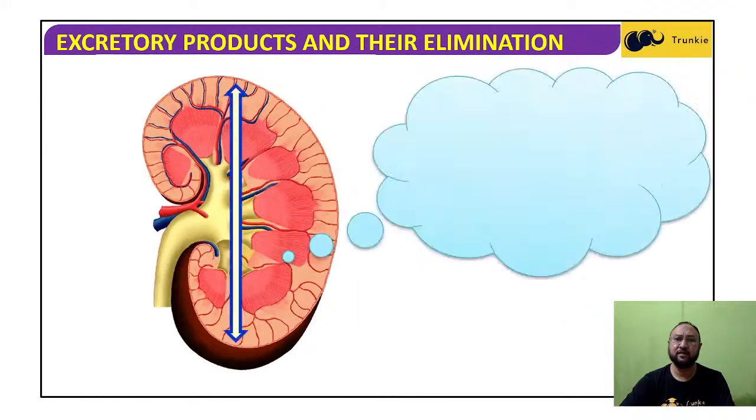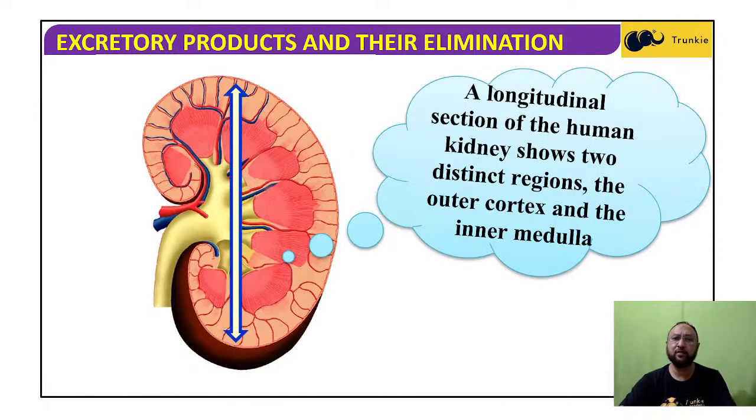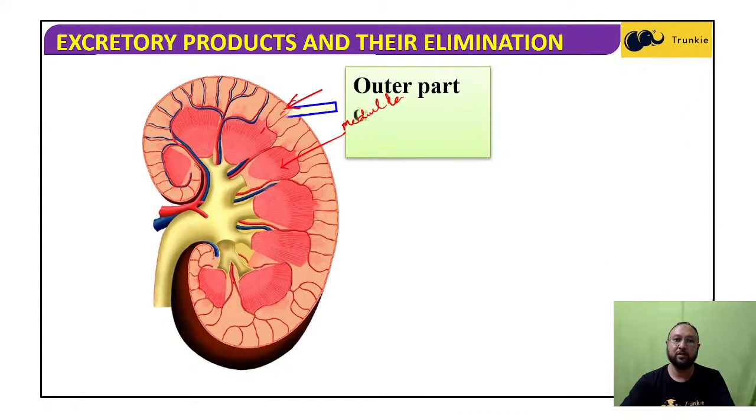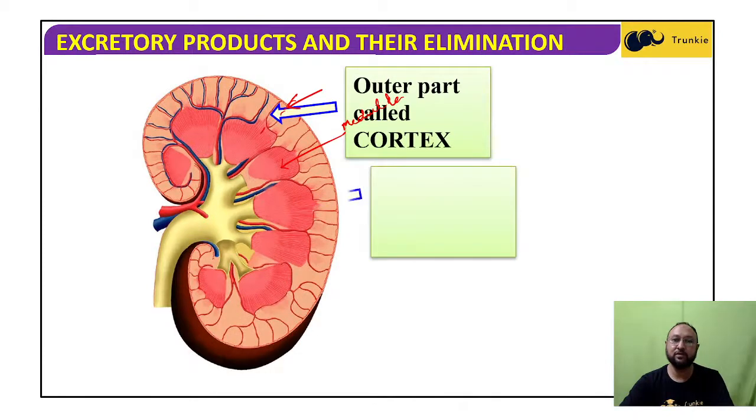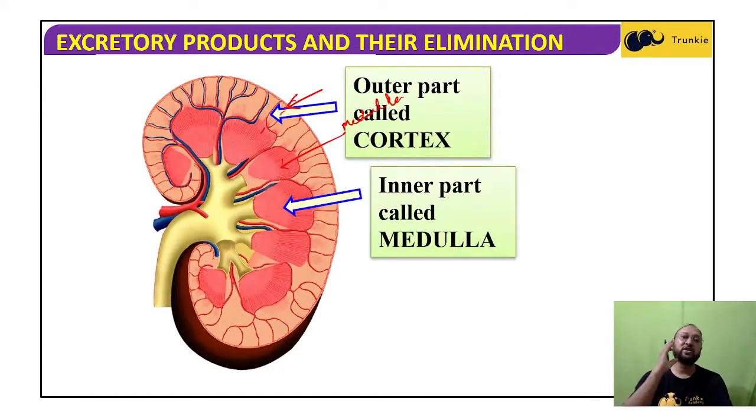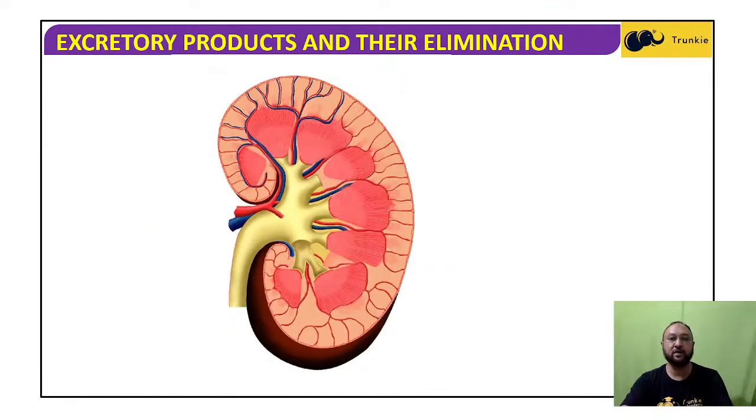Let us see the internal structure. A longitudinal section of the human kidney shows two distinct regions: the outer cortex and the inner medulla. So this part is the cortex, and this red part is the medulla. Two distinct regions are found in the kidney, the cortex and the medulla. Inner is the medulla, outer is the cortex.